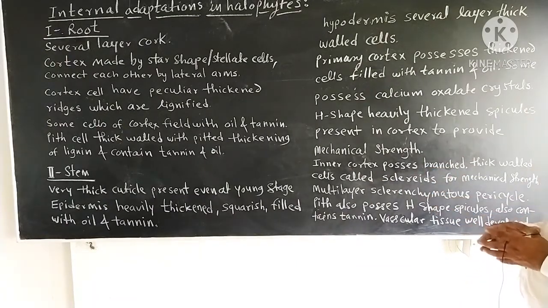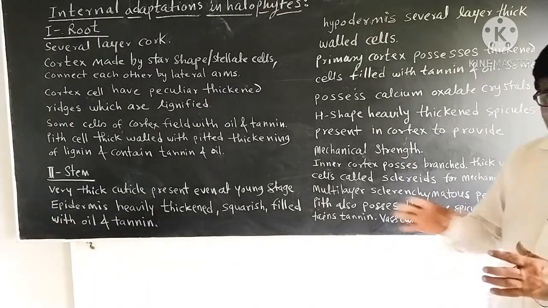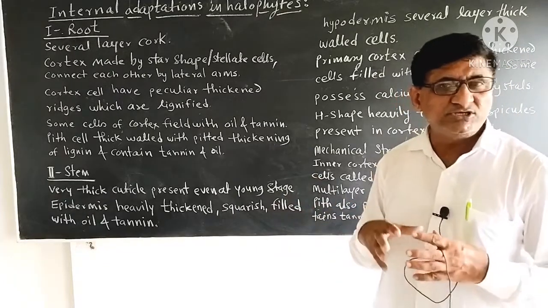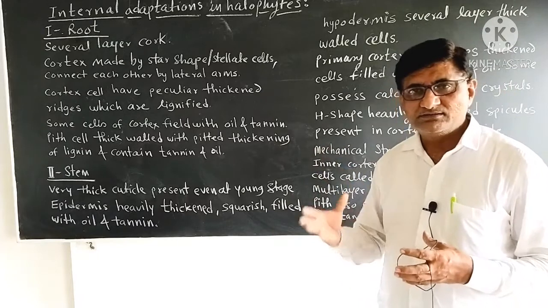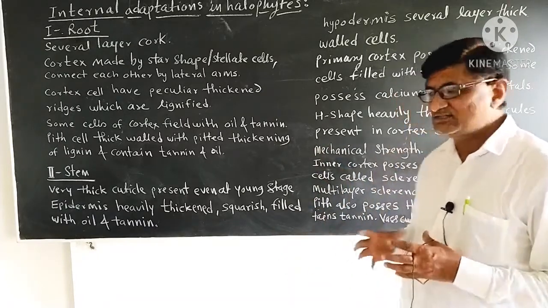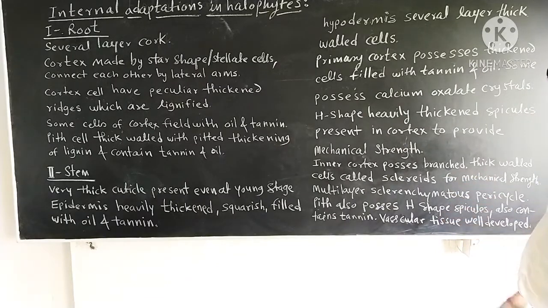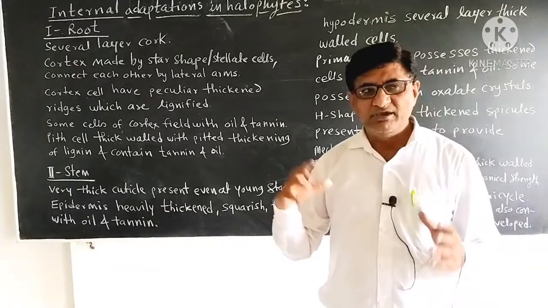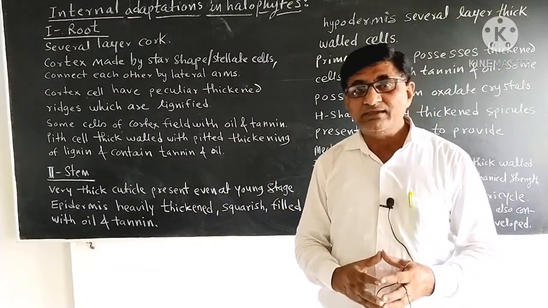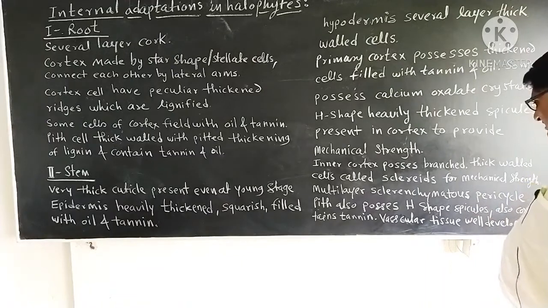Then next to the cortex, there is a multi-layer sclerenchymatous pericycle. The pericycle surrounds the stele, or vascular tissue. Normally you see a single layer, but here it is multi-layered and also sclerenchymatous in nature. That sclerenchymatous nature means the pericycle can also perform the function of providing mechanical strength to the stem.